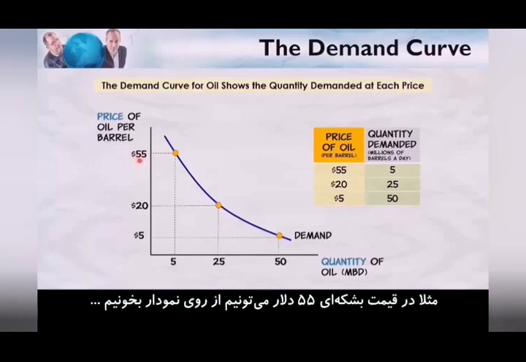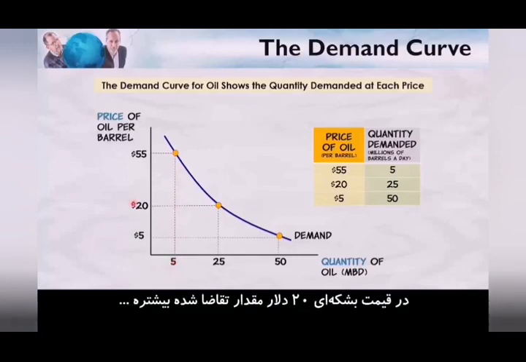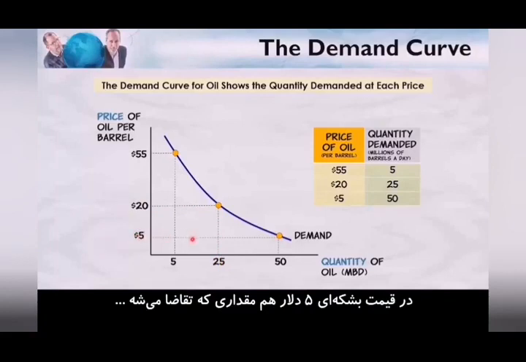At a price of $55 per barrel, we can read from the demand curve that the quantity of oil demanded is 5 million barrels a day. At a price of $20 per barrel, the quantity demanded is greater. It would be, in this case, 25 million barrels of oil per day. At a price of $5 per barrel, the quantity demanded would be 50 million barrels per day.